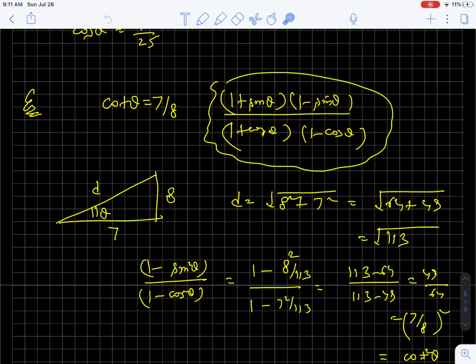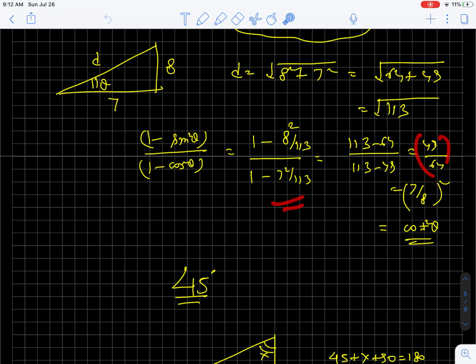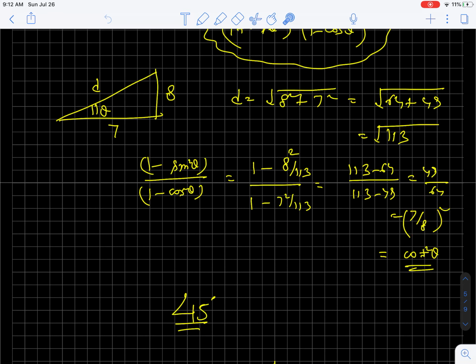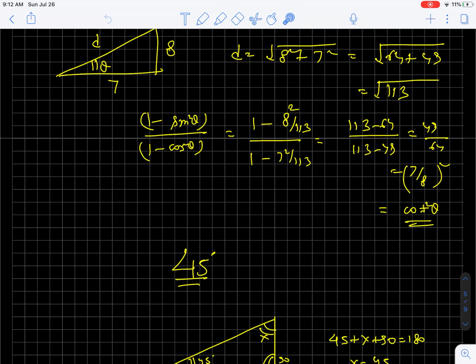Sin theta is 8 divided by root 113, whole square, so sin square theta is 8 square divided by 113. Similarly, cos square theta is 7 square divided by 113. If you put these values, you will get 49 by 64, and 7 by 8 whole square, which is simply cot square theta. Okay.